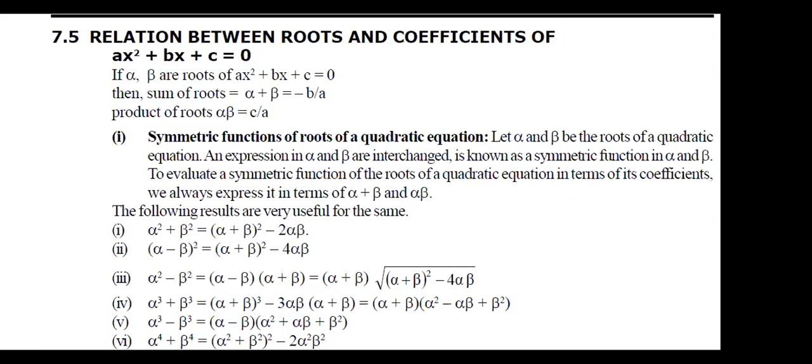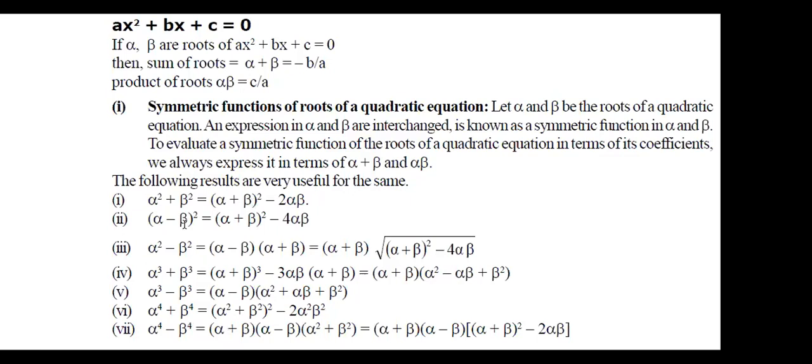I hope all of you have solved these kinds of problems. Suppose I have to find the equation whose roots are a square plus b square, or a square minus b square, or a cube plus b cube, a cube minus b cube. I just have to convert whatever the root is given in terms of alpha plus beta and alpha into beta. So I can use these identities. Each and every identity is written in terms of alpha plus beta and alpha beta. Just go through it.